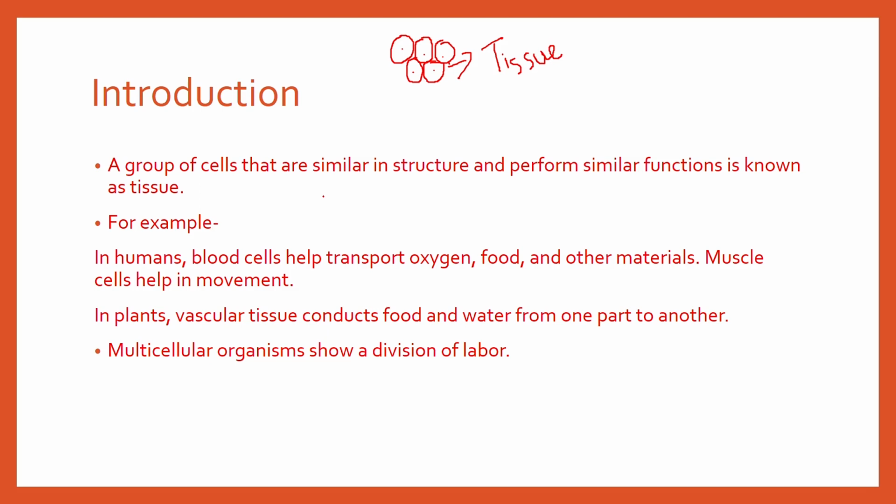For example, blood cells. Blood cells help in transportation of oxygen, food and other material. Every tissue or every cell performs its specific function. Like muscle cells help in movement. In plants, vascular tissues are present like xylem and phloem, which we will discuss later in this chapter. These xylem and phloem help in the transportation of food and water from one part of the plant to another part of the plant.